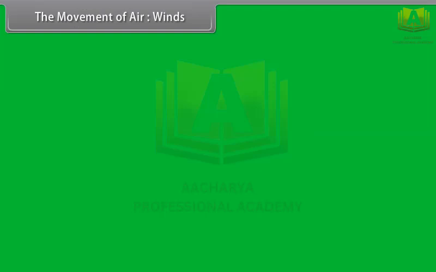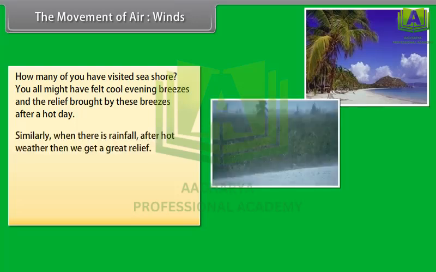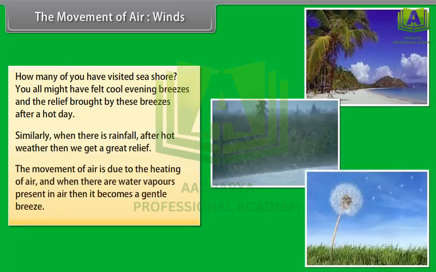The movement of air, winds. How many of you have visited seashore? You all might have felt cool evening breezes and the relief brought by these breezes after a hot day. Similarly, when there is rainfall after hot weather, then we get a great relief. The movement of air is due to the heating of air, and when there are water vapors present in the air, then it becomes a gentle breeze.